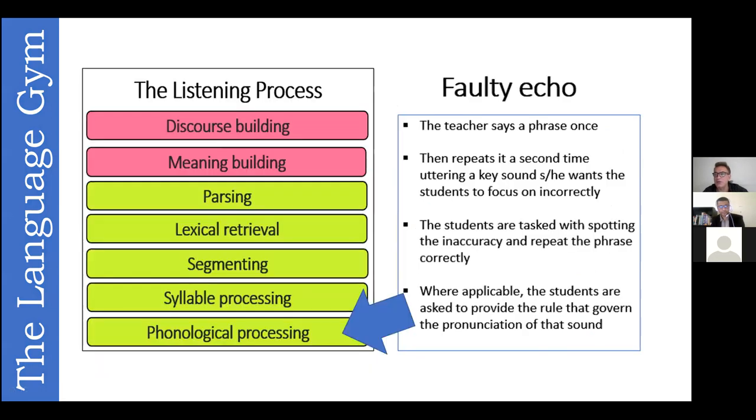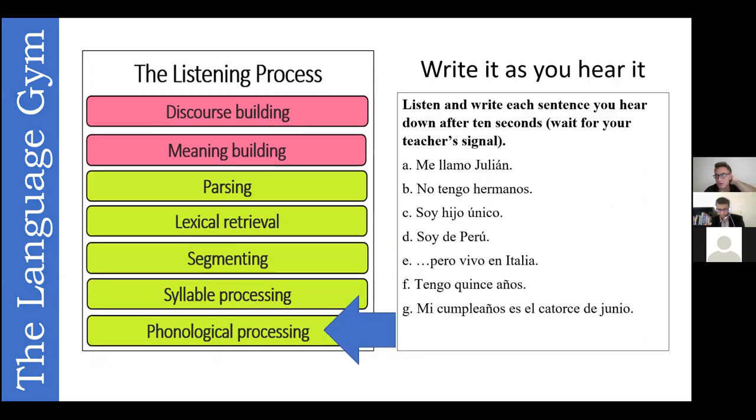For instance, faulty echo practices phonological processing. What is faulty echo? I say, I have a friend, and then I say, I have a friend, with a mistake. What's the faulty echo? Sir, you said friend differently the second time. Well done. That's a typical listening activity you can do in 2 seconds in front of the class. It takes no time, no planning. That works for phonological processing.